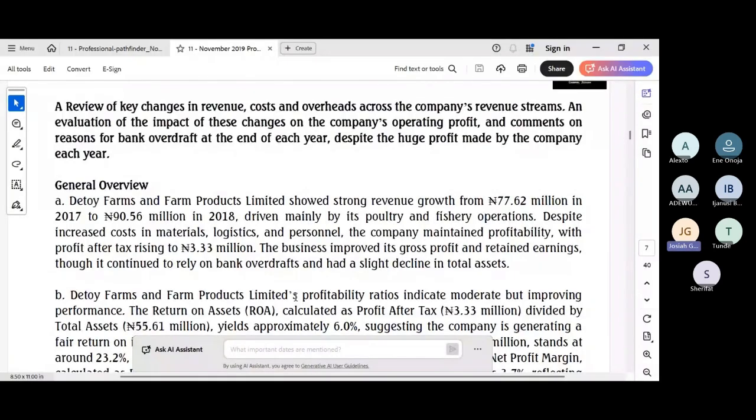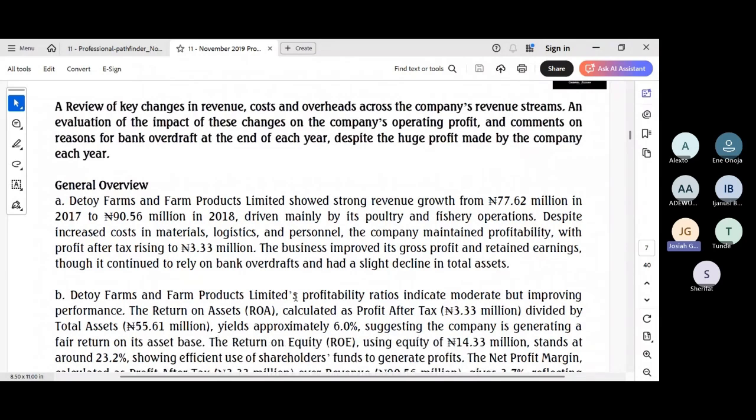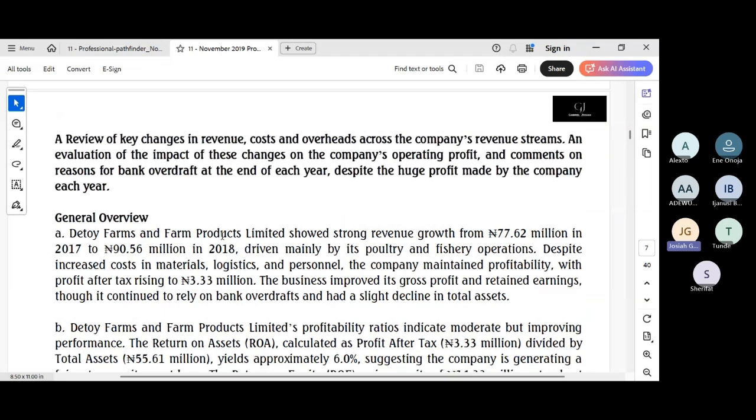So as you can see on the screen now, based on this explanation I've made, requirement 1, in providing requirement 1's header, you can see that I summarized the header and I stated a review of key changes in revenue, cost, overheads across the company's revenue streams, and evaluation of the impact of these changes on the company's operating profit, and comments on the reasons for bank overdraft at the end of each year despite the huge profit made by the company each year.